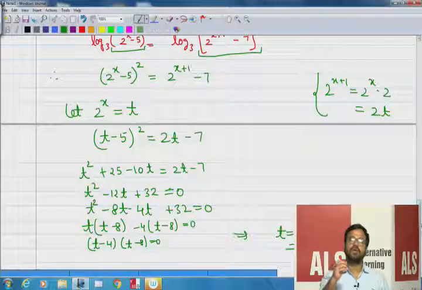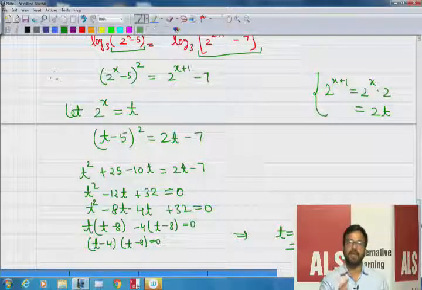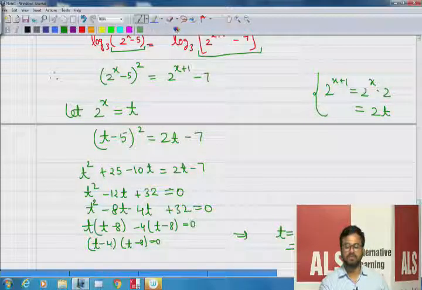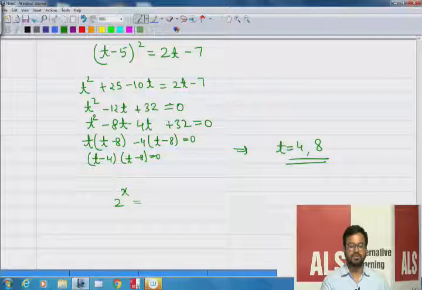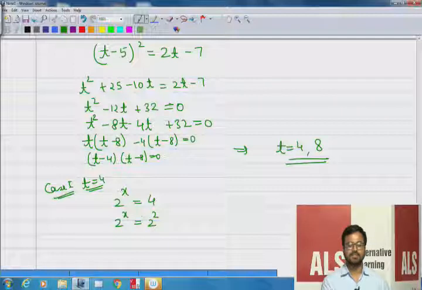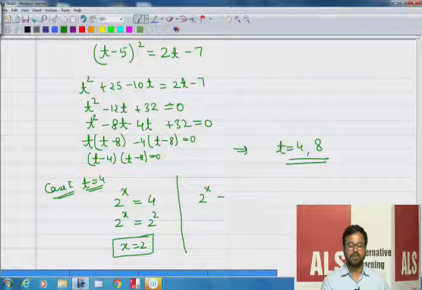Now this is not the complete solution, because our variable was x, but we have assumed something as t, so we will again have to replace that one. So our assumption was 2 power x is equal to t. So we will take case 1. If t is equal to 4, then 2 power x is equal to 4. We can solve this one like this: 4 can be written as 2 power of 2. Since bases are same, we can equate the exponents. So from here we are getting x is equal to 2. Again, 2 power x is equal to 8.